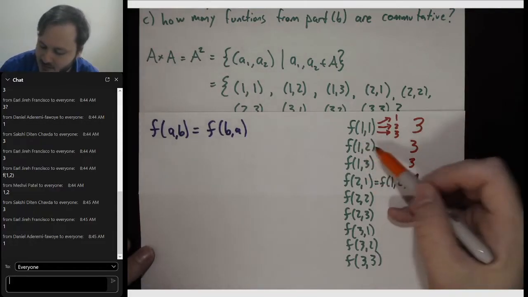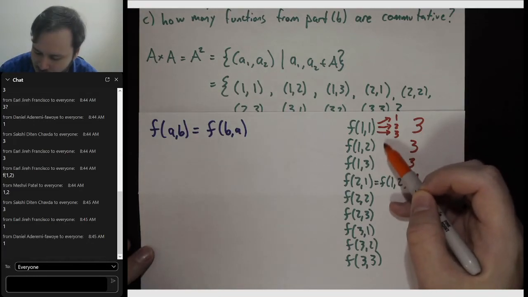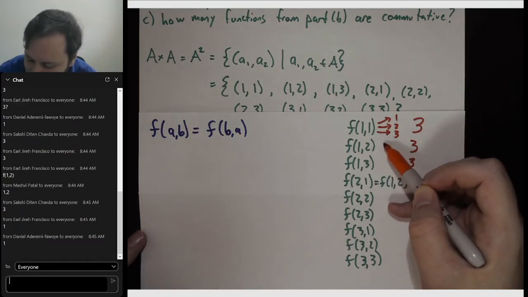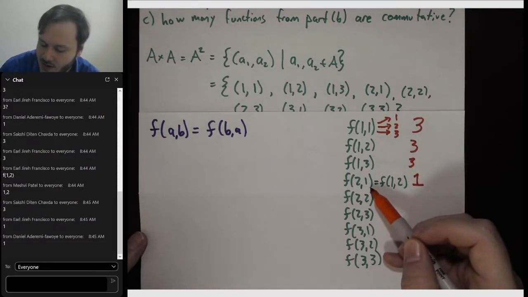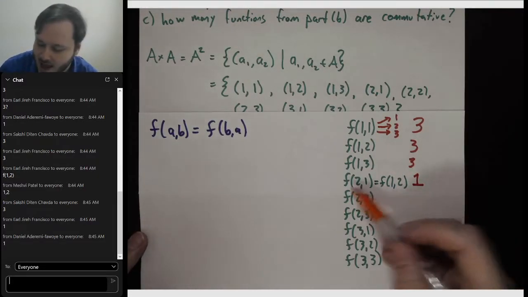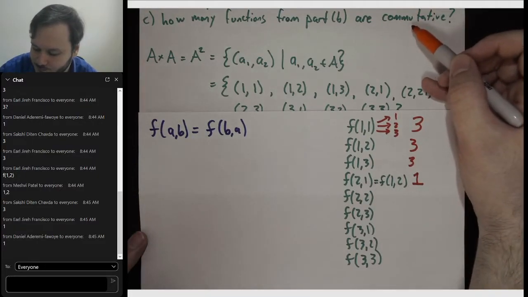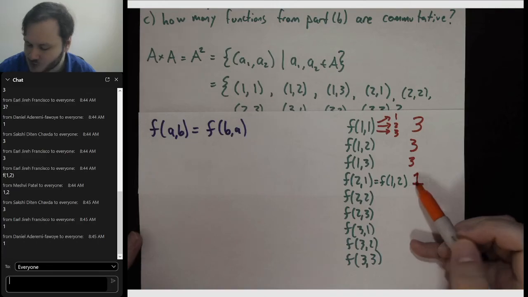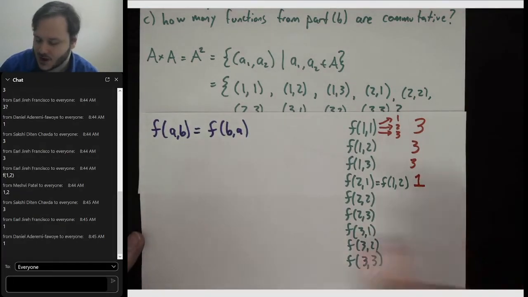So if I picked f of 1 comma 2 is equal to 2, I can pick any value, 1, 2, or 3. They're all fine. But once I pick a value for f of 1 comma 2, f of 2 comma 1 has to be the same value. They have to line up in order to have a commutative function. So only 1 choice here. How many choices for f of 2 comma 2?